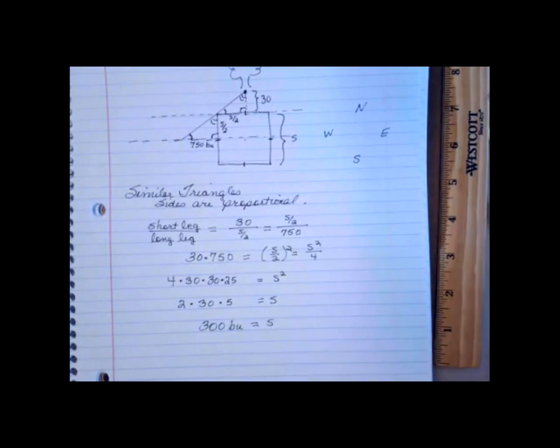Okay. Now, I mentioned that the Chinese were advanced in mathematics. They were way ahead of the Babylonians and the Egyptians.